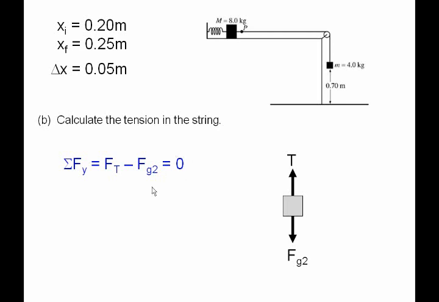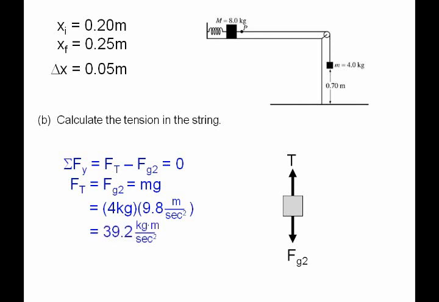So from this we can get that the tension is equal to the force of gravity, which equals mg. Then we can just plug in our 4 kilograms times 9.8 and get 39.2. Kilogram meter per second squared is a newton. And we're rounding this to 2 places because 4.0 kilograms is 2 places.